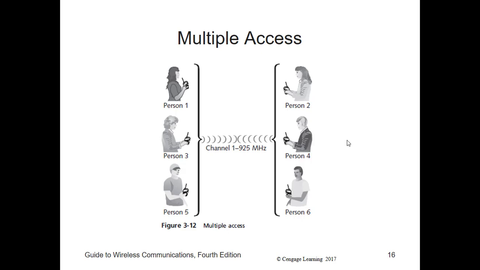And if each of the three people on the right select the same channel as the person they want to speak with, the people on the left can then transmit simultaneously, and each of the people on the right could then receive the calls. Okay.